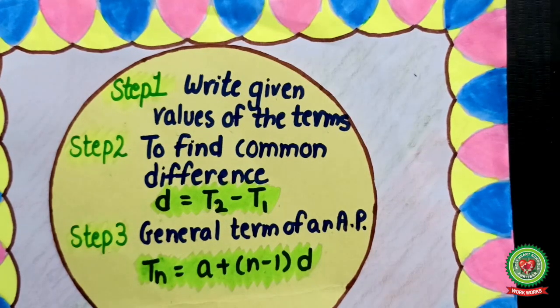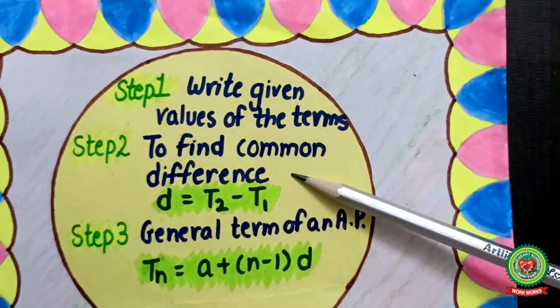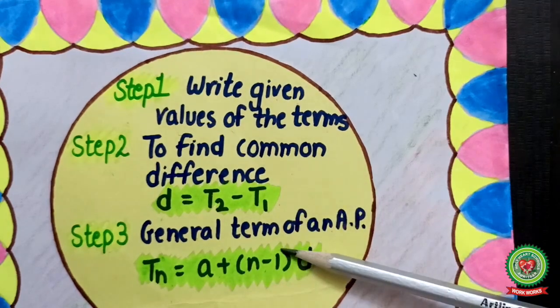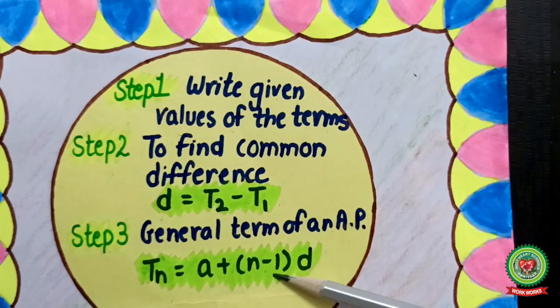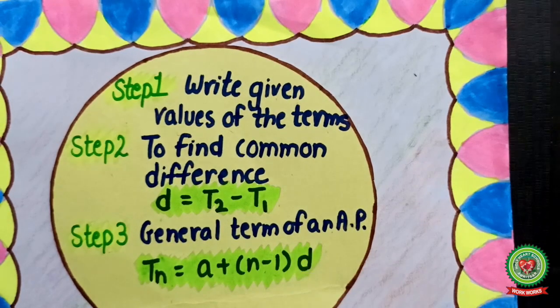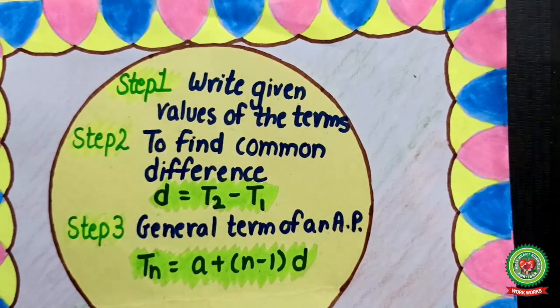For solving the sums, we are applying these steps. Step 1: write given values of the terms. Step 2: find common difference. And step 3 is general term of an AP. The formula is Tn is equal to a plus (n minus 1) into d. On the basis of these three steps, we have done sums related to AP.